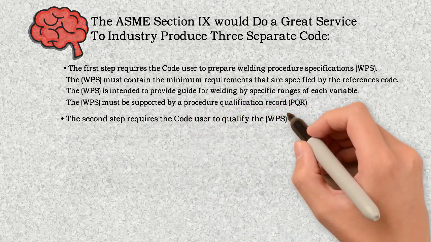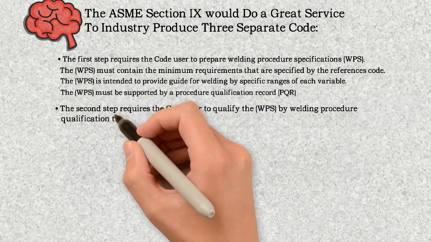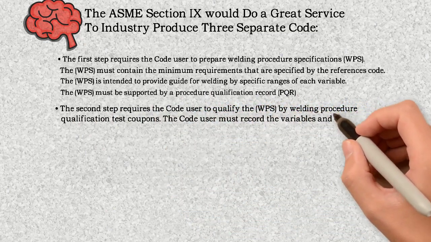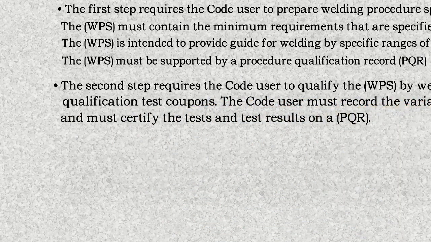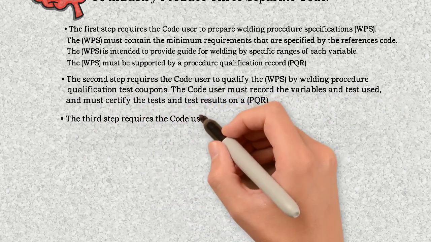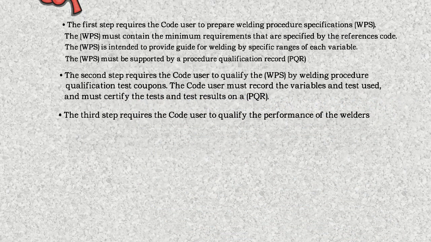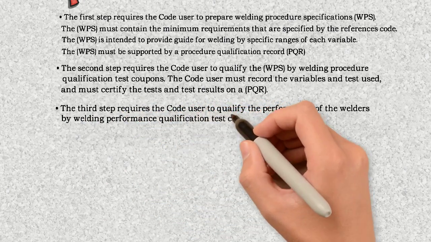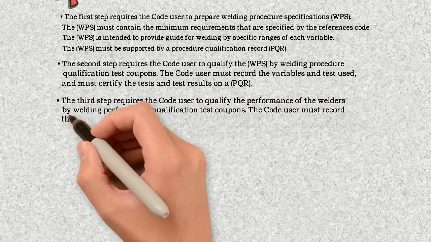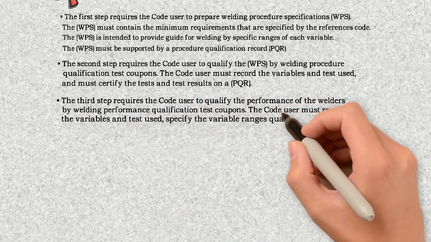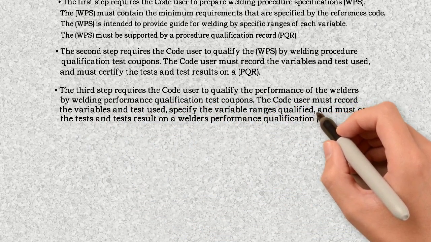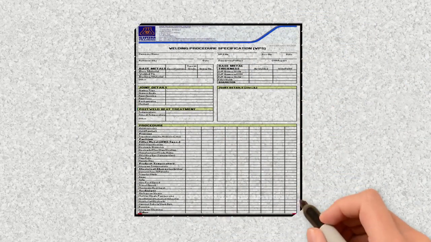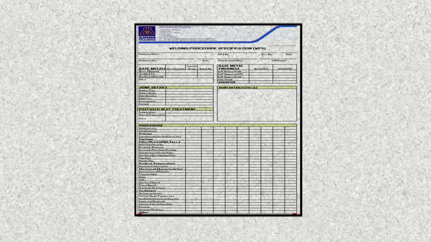The second step requires the code user to qualify the WPS welding procedure by welding a qualification test coupon. The code user must record the variables used and must certify the test and test results on the PQR. The third step requires the code user to qualify the performance of the welder. By welding a performance qualification test coupon, the code user must record the variables and test results, specify the variable ranges qualified, and must certify the test and test results on the welder performance qualification, WPQ, record. This is an example template of the procedure qualification format in ASME Section 9.